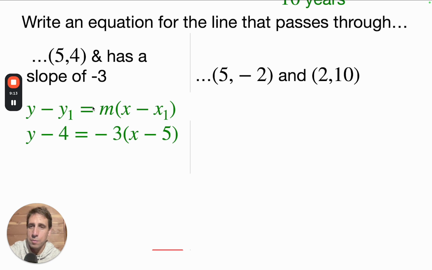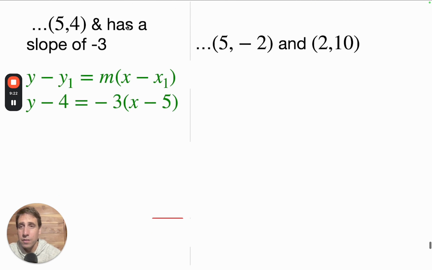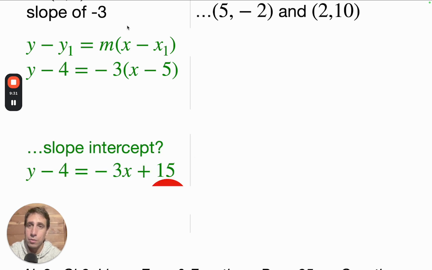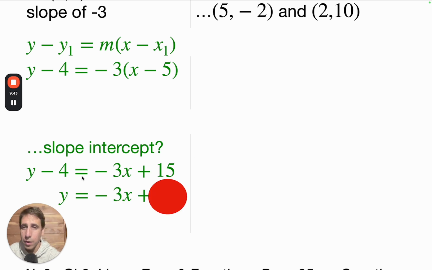It just says write an equation for the line. It doesn't say write it in slope-intercept form or point-slope form. It doesn't specify a format. So you could report this. But if it did say, and also make sure it's in y equals mx plus b slope-intercept form, then what you could do is distribute, for example. This -3 times x is -3x. -3 times -5 turns into a plus 15. And then you could add 4 to both sides, and you get y equals -3x plus whatever's under the red dot.